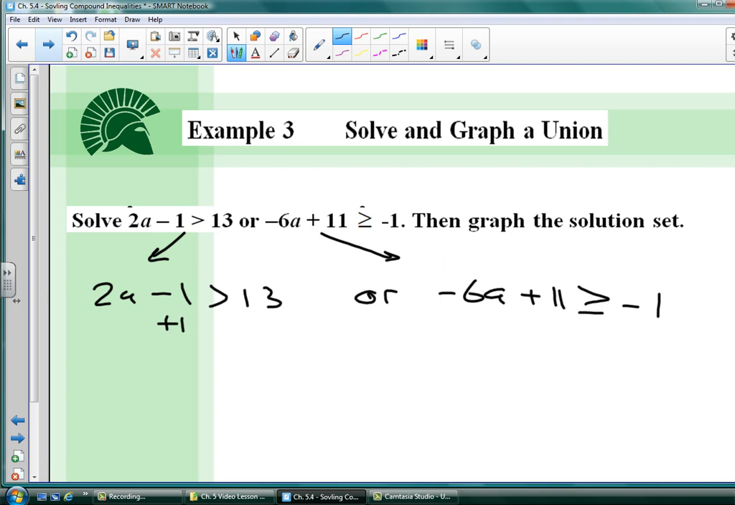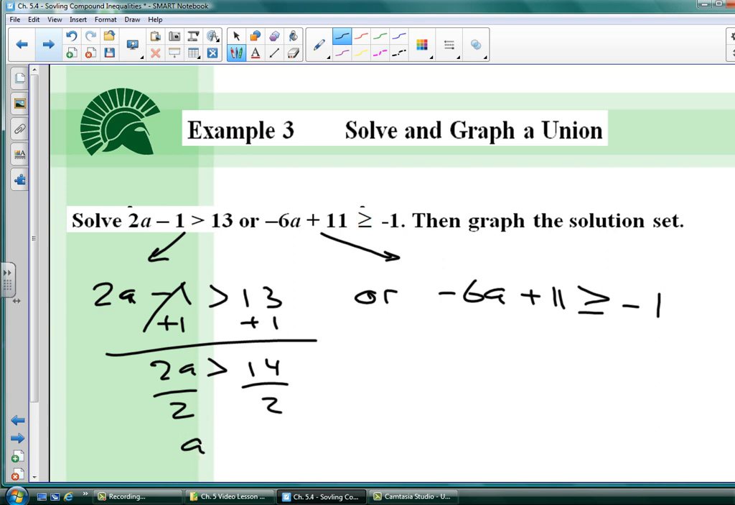I'm going to solve each one. Again, I'm going to do what's happening with the variable and move away from that. So additive inverse again, I get 2a is greater than 14. I divide by 2, and I end up with a is greater than 7. Over here, again, additive inverse. These two cancel, so you get 6a is greater than or equal to minus 12.